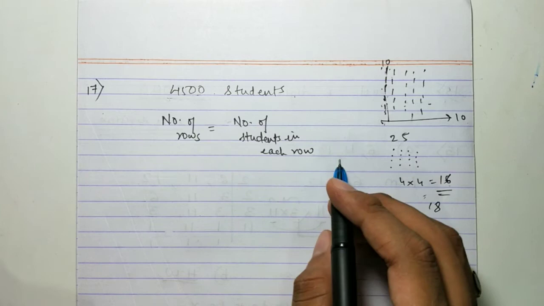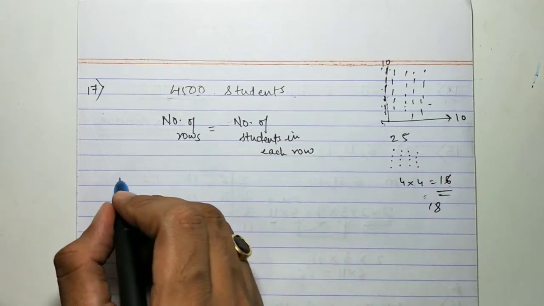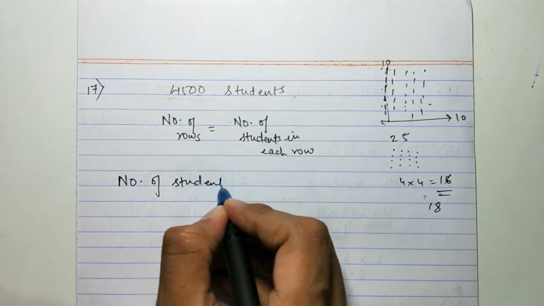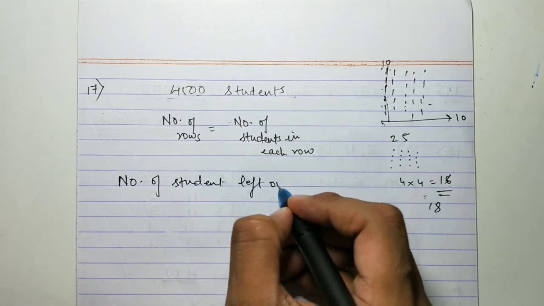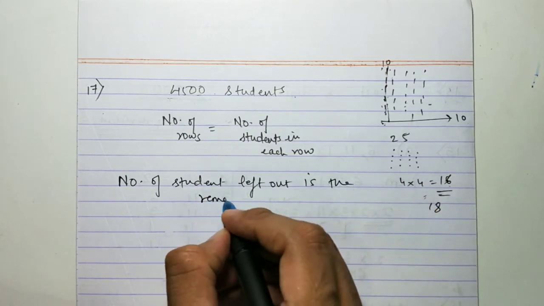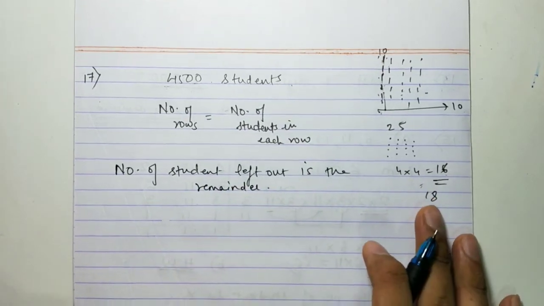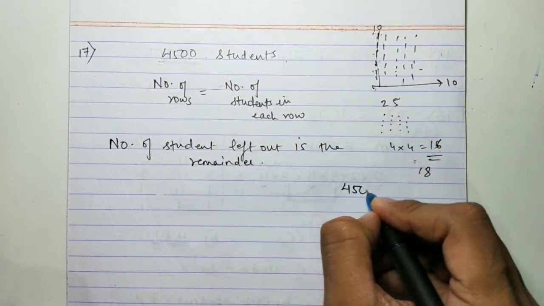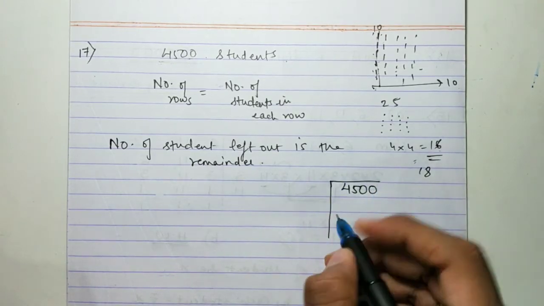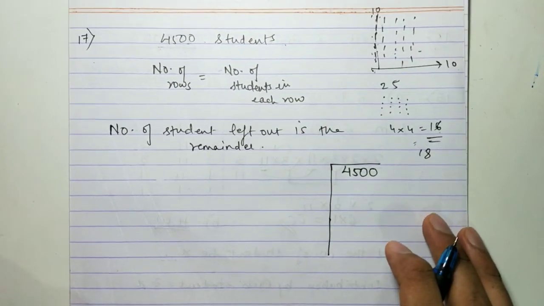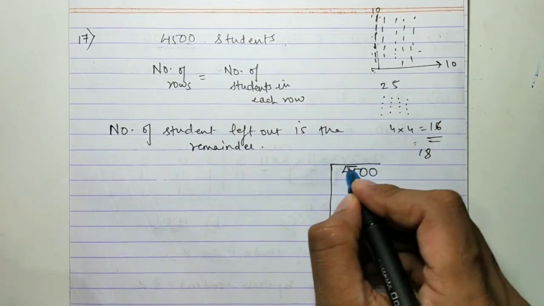So this is nothing but the number of students left out is the remainder. Okay, now what is the remainder? Again in this question you have to use the long division method. So I'll just solve the sum here, copy it down in your book, and later once you understand what long division is you will relate it to the sum. For now just copy it as it is.